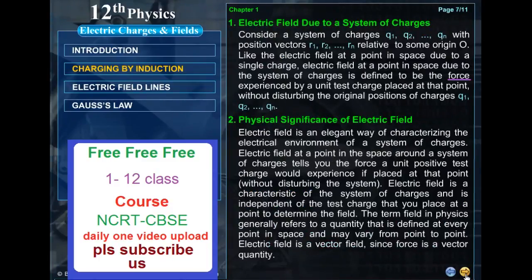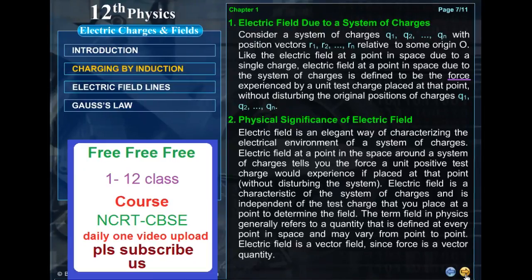Electric field due to a system of charges. Consider a system of charges Q1, Q2 and so on till Qn with position vectors r1, r2 and so on till rn relative to some origin O. Like the electric field at a point in space due to a single charge, electric field at a point in space due to the system of charges is defined to be the force experienced by a unit test charge placed at the point without disturbing the original positions of charges Q1, Q2 and so on till Qn.